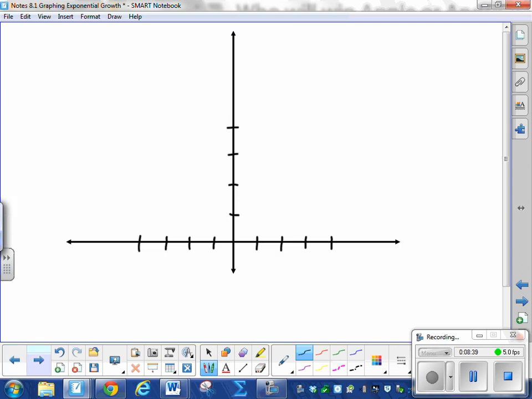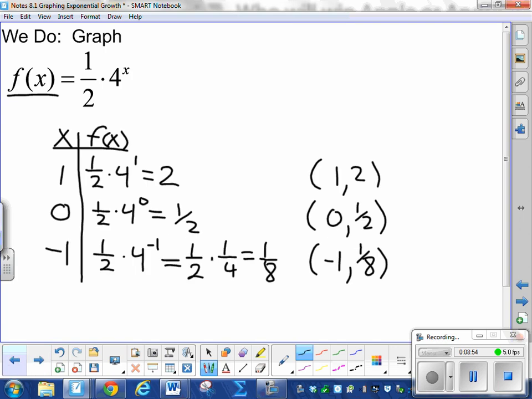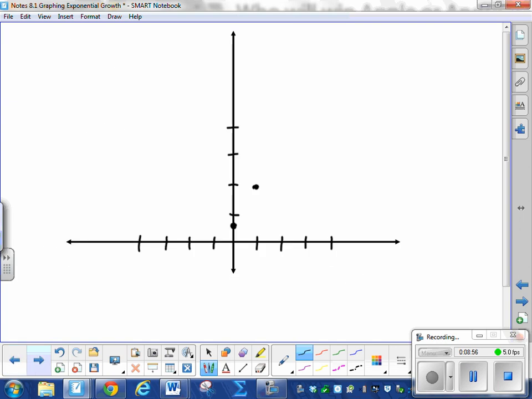Okay, first point is 1, 2, so we go right 1, up 2. Next point is 0, 1/2, so 0, 1/2 is right here. And next point is -1, 1/8. Before it was -1, 1/4 or something like that, but 1/8 is even closer to the x-axis, so this gets even closer down here.